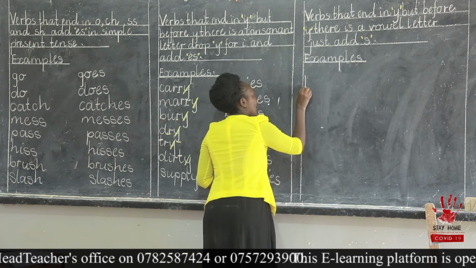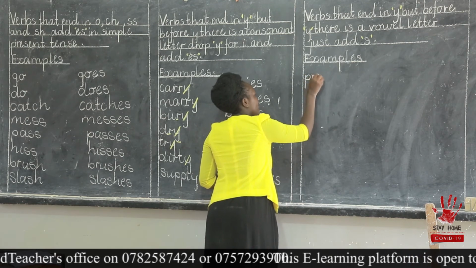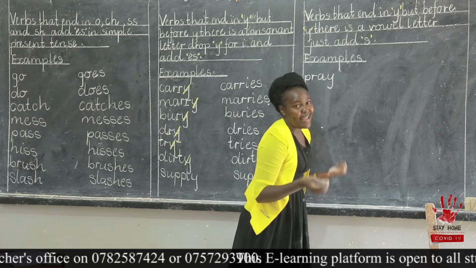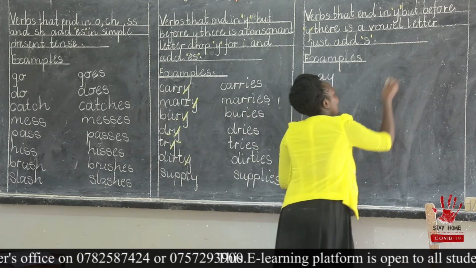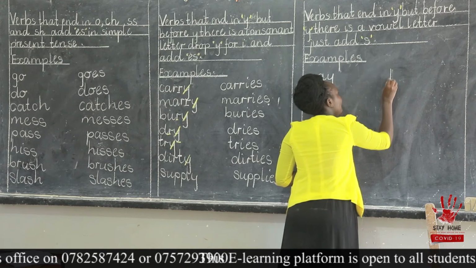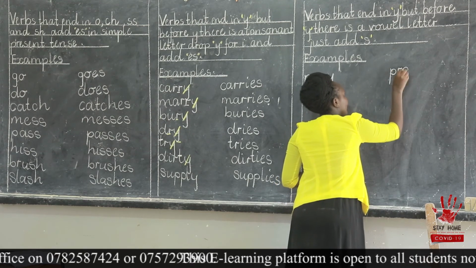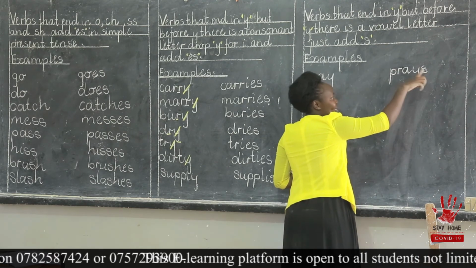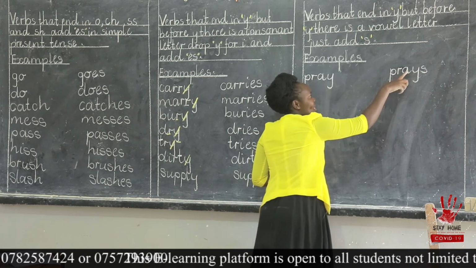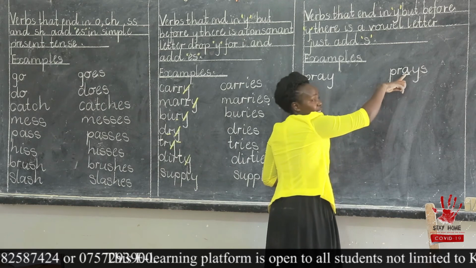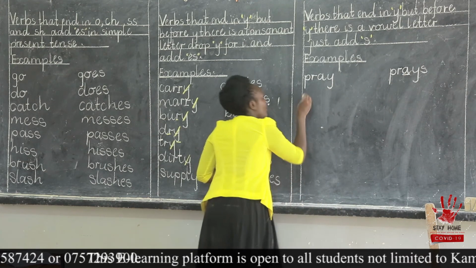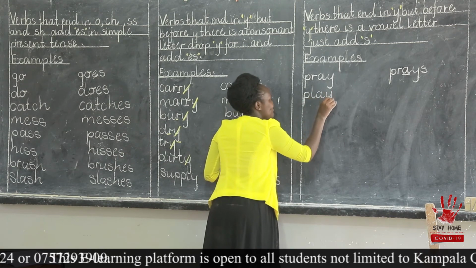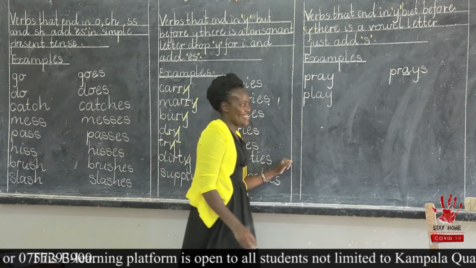We have verbs like pray. You should do this every day. So I pray every morning. Rita plays every morning. I've added S because before Y there is a vowel letter, which is letter A. We have this one that you love so much. I know you can't miss a day without playing.